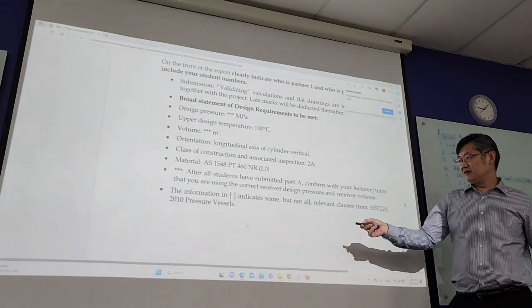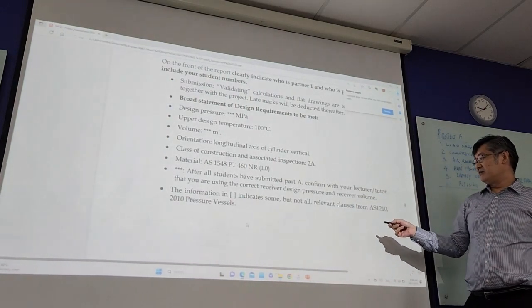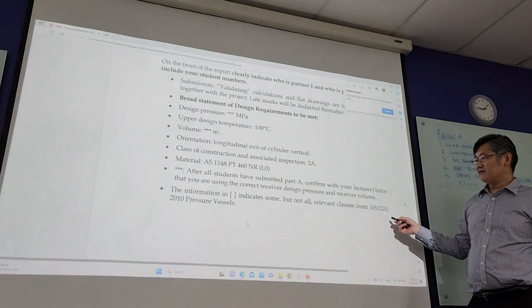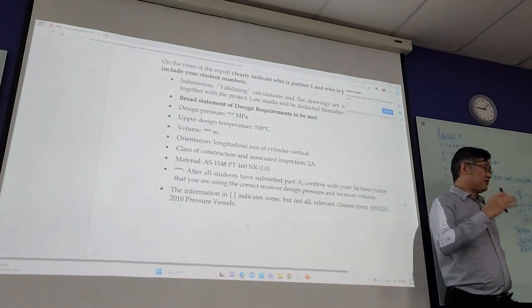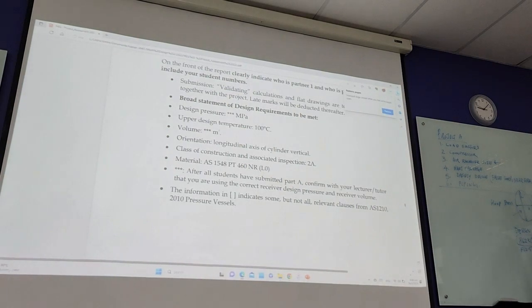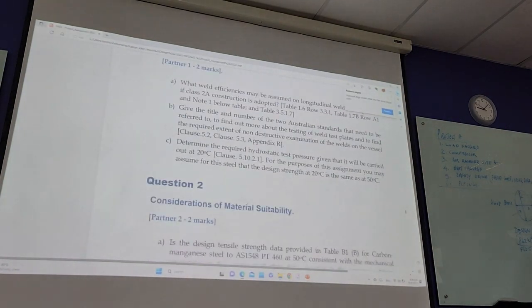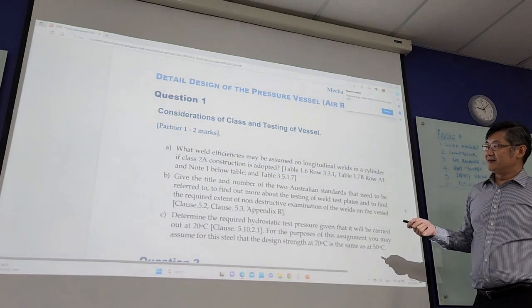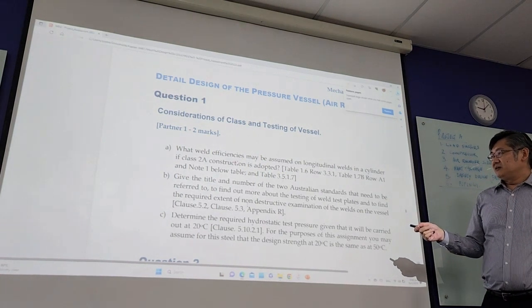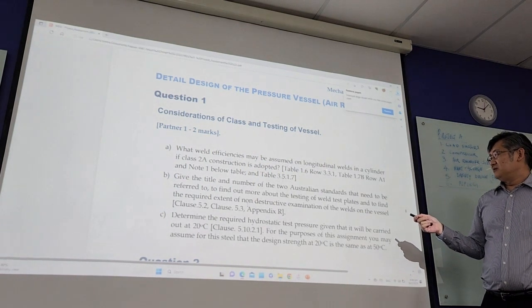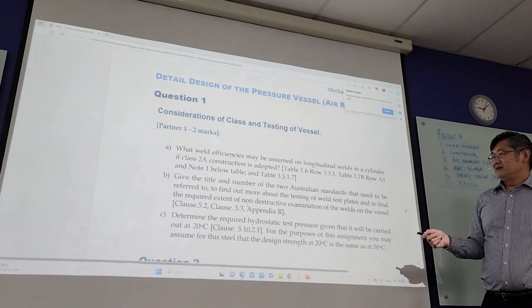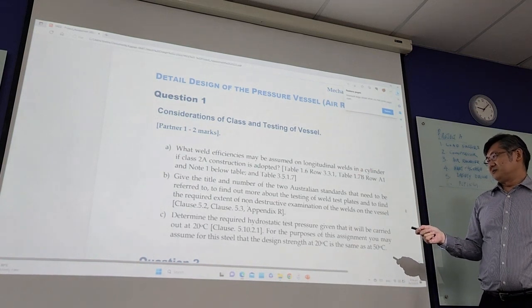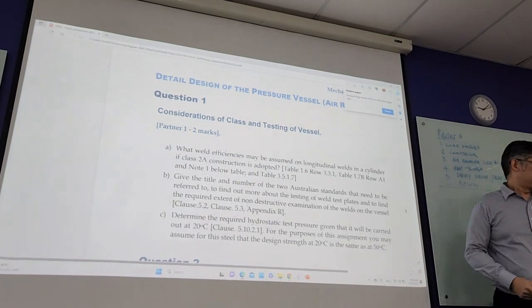The information in brackets indicates some but not all relevant clauses from AS 1210. So we have to use this very often when it comes to project B. Okay, question 1. Let us go to AS1210 together so that you are able to familiarize. What joint efficiency may be assumed on longitudinal welds in a cylinder if class 2A construction is adopted? We refer to table 1.6, row 3.3.1.